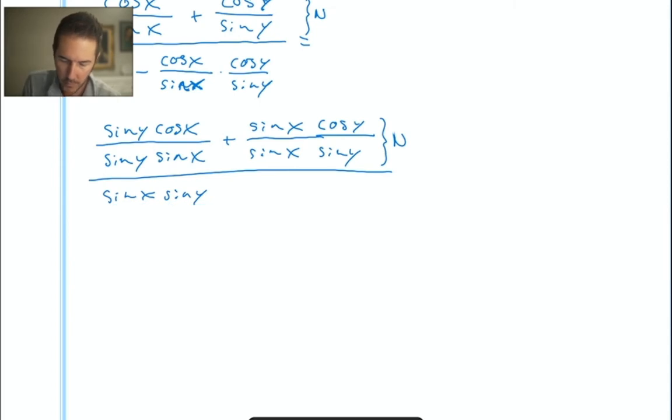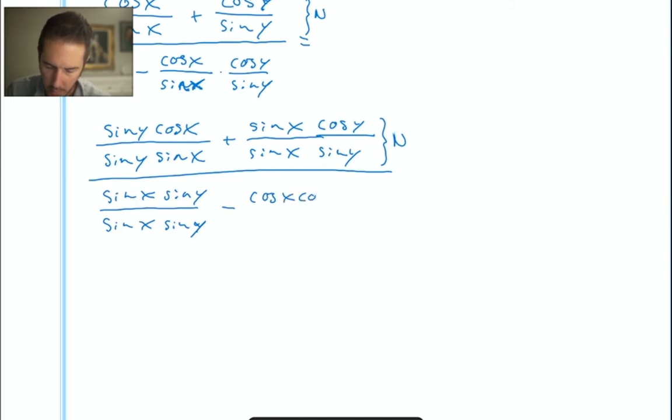Oop, that was a little crazy. Over sine x sine y minus. Now I'm rewriting these things that are next to me here. It says minus cosine x over sine x times cosine y over sine y. I'm just going to rewrite those as one fraction. Cosine x cosine y over sine x sine y.